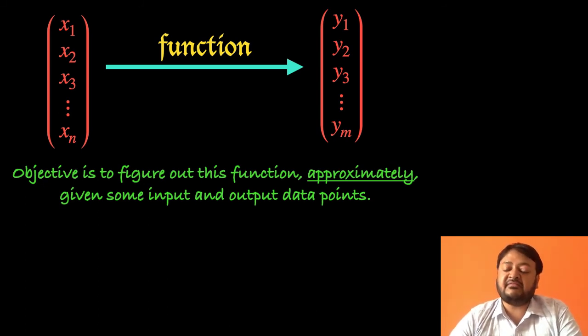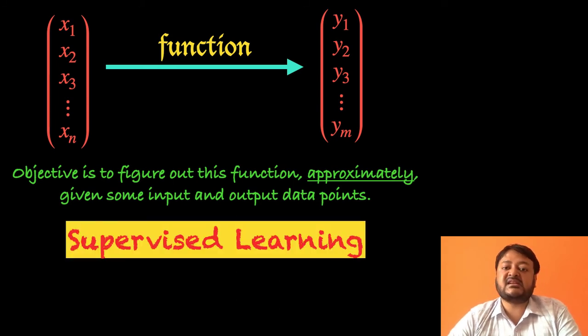Approximately, because exactly figuring out the function is almost an impossible task for almost all real life applications. But we can estimate this function approximately using methods of supervised learning, of course given some input and output data points. So this is essentially what supervised learning is all about. There are many ways of doing supervised learning. One of the most popular of them is artificial neural networks, about which we will talk in another video on this channel.